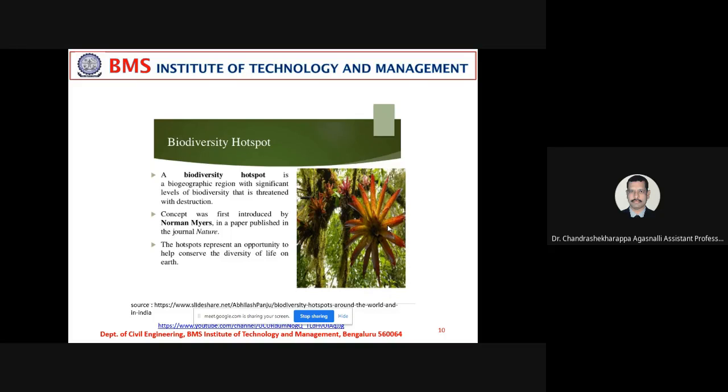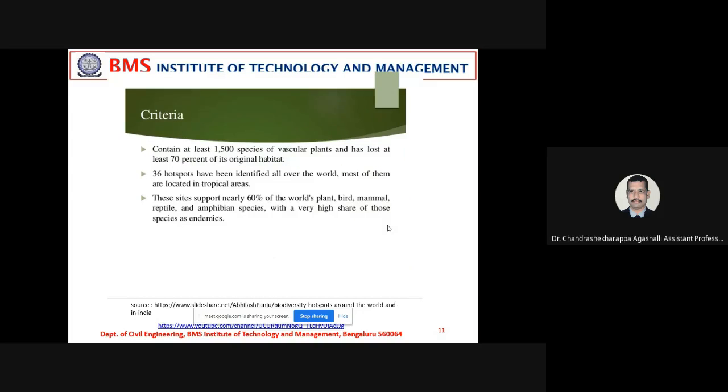So it's all from nature. We have not done anything for this. We may have planted 10 or 20 plants, but natural forests, you see how they have grown. In the next slides, a hotspot must contain at least 1,500 species of vascular plants and have lost at least 70% of its original habitat. You see this? This is very negative. 36 hotspots have been identified all over the world, and most of them are located in tropical areas. These sites support nearly 60% of the world's plant species.